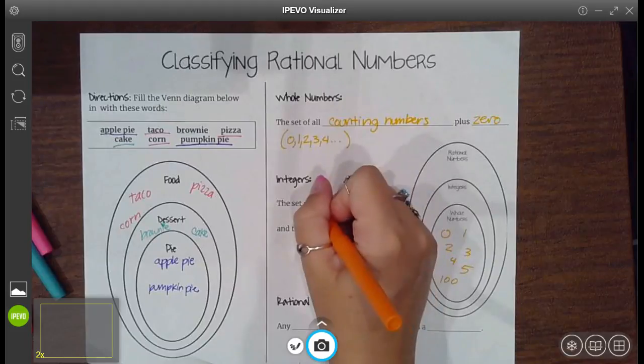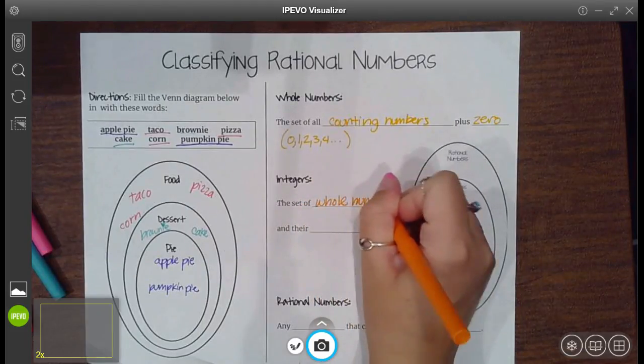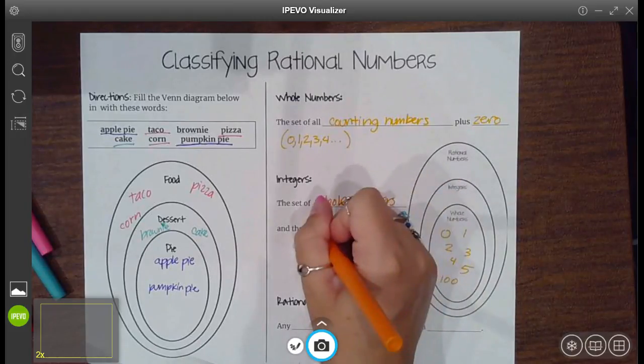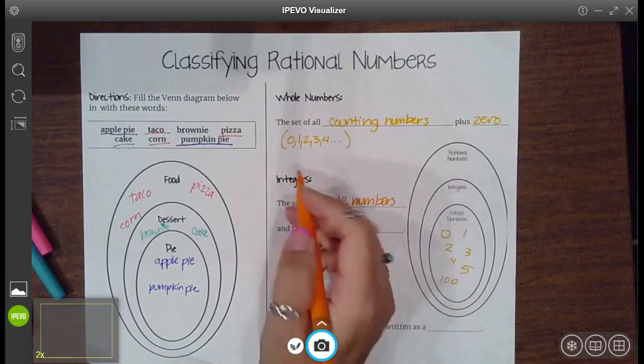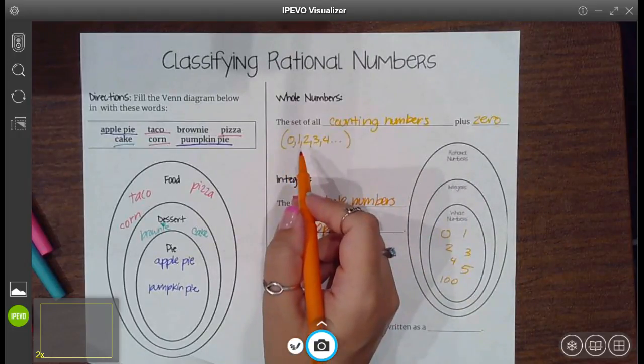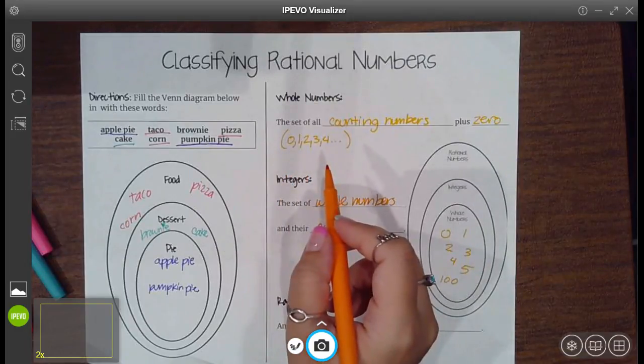Integers are the set of whole numbers. It includes those, but it also includes their opposites. So meaning, what's the opposite of 1? -1. What's the opposite of 2? -2. The opposite of 3 is -3. The opposite of 4 is -4, and so on.